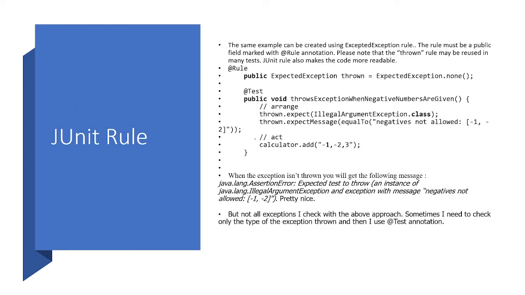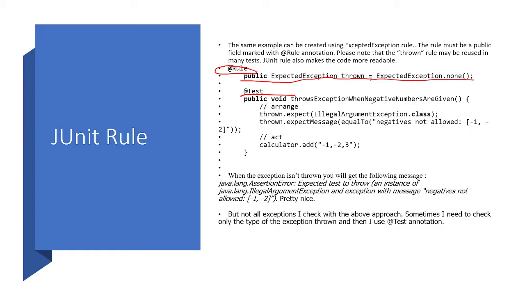Next, we have the JUnit rule. The same example can be created using an ExpectedException rule. The rule can be a public field marked with the @Rule annotation. Please note that the thrown rule may be reused in many tests. The JUnit rule also makes the code more readable. So we have @Rule, the annotation. We have public ExpectedException thrown, and we declared none so far. Now we're doing it in the test. We have the rule.